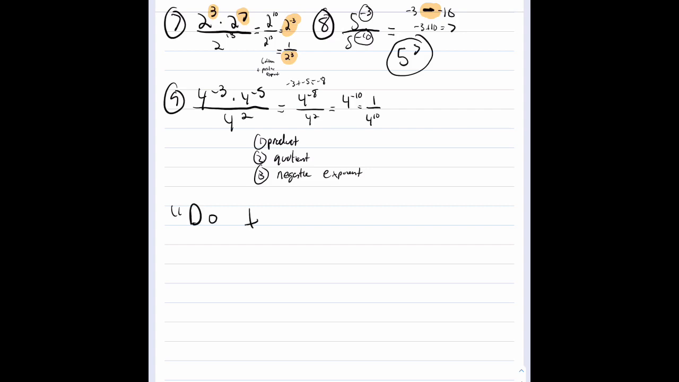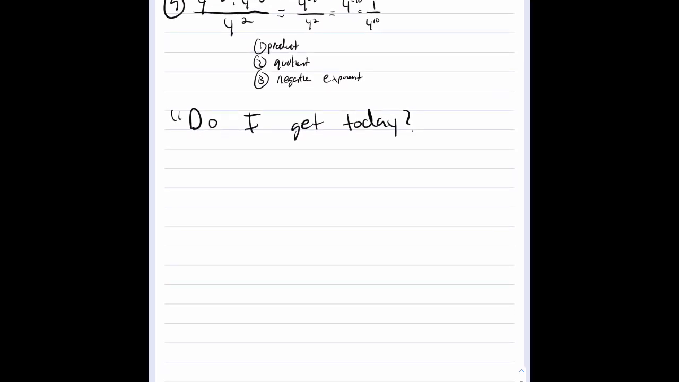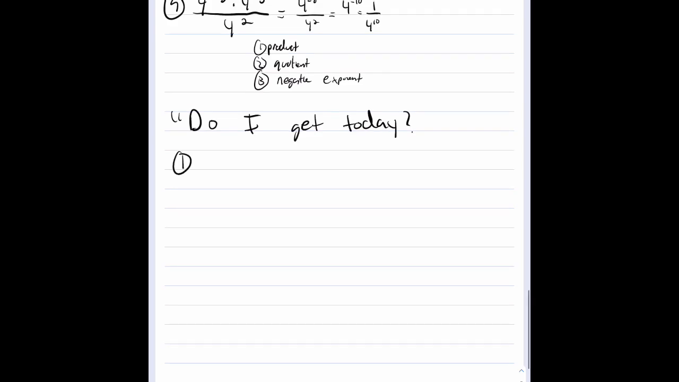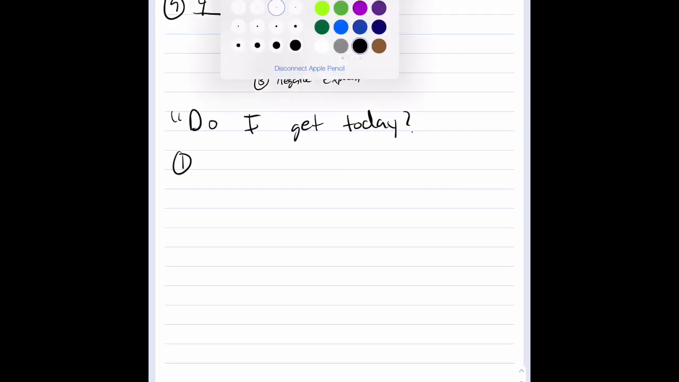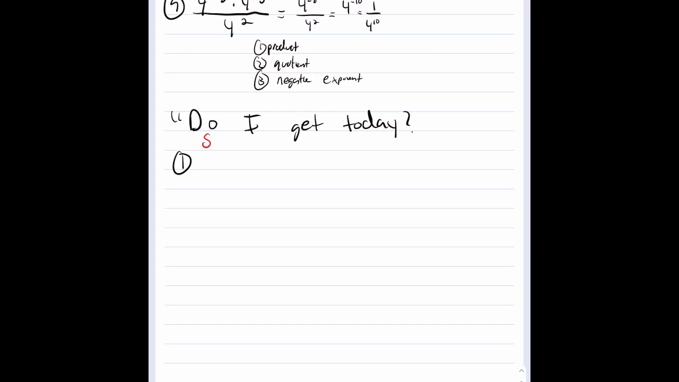So do I get today? Do I get it? You're always asking yourself that question in math. Do I get it today? So here's question 1. Or here are your directions, sorry. You're going to simplify the expressions. Have only positive exponents.